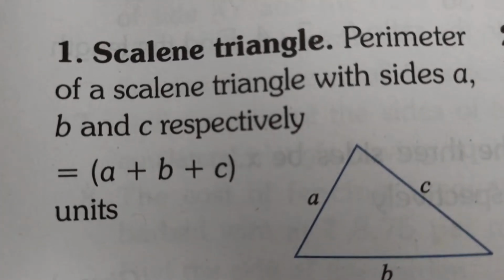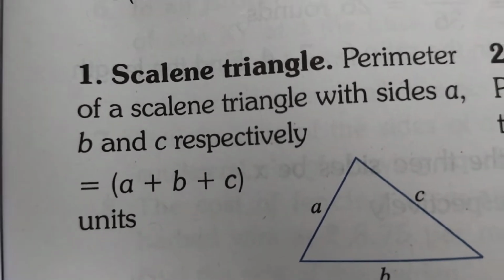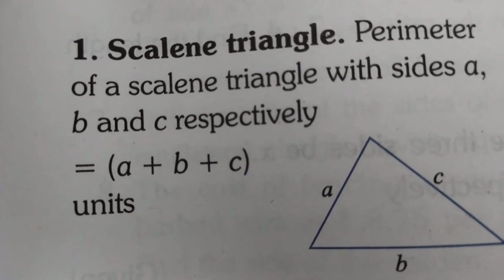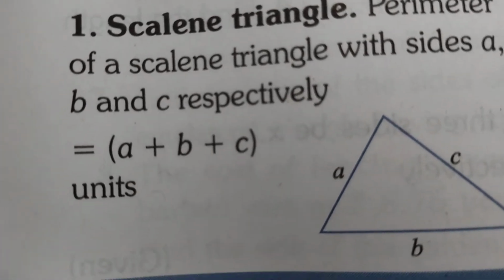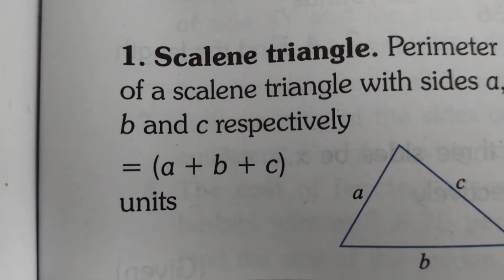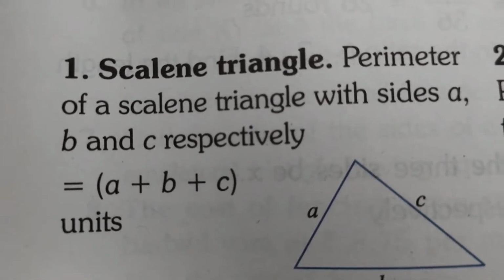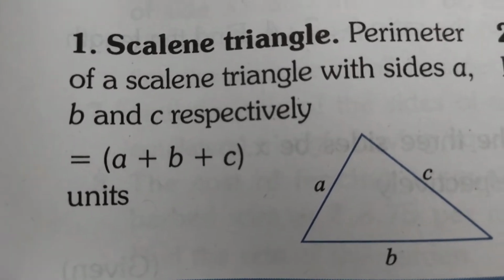Remember, perimeter is calculated only for closed figures. Total length of the boundary of a closed figure, that is the perimeter. So for a scalene triangle, all 3 sides are different. So A plus B plus C, all sides we will add. That is the perimeter of a triangle.